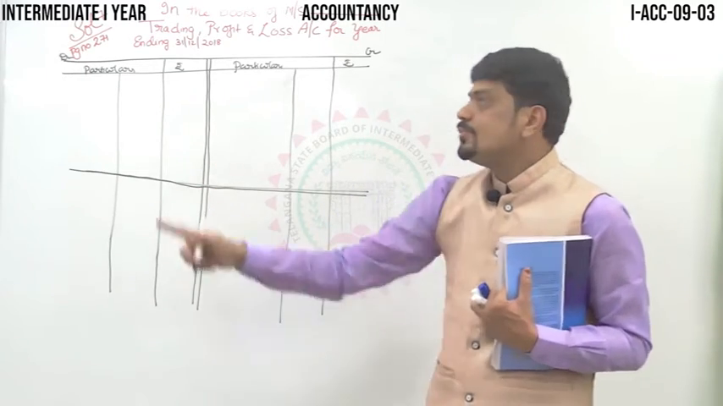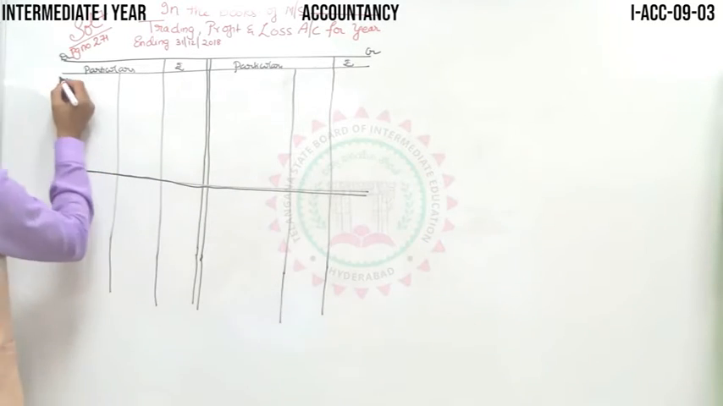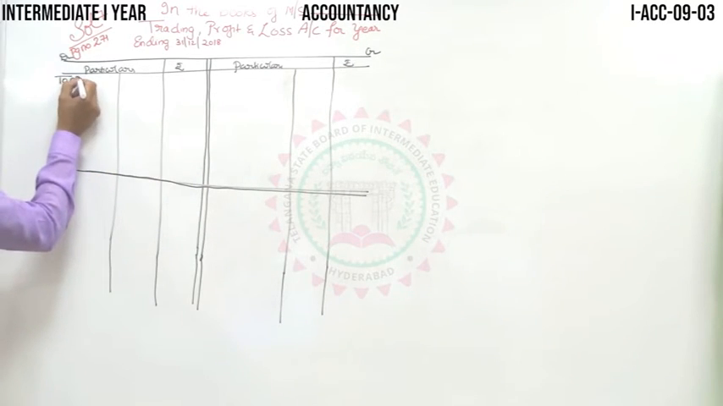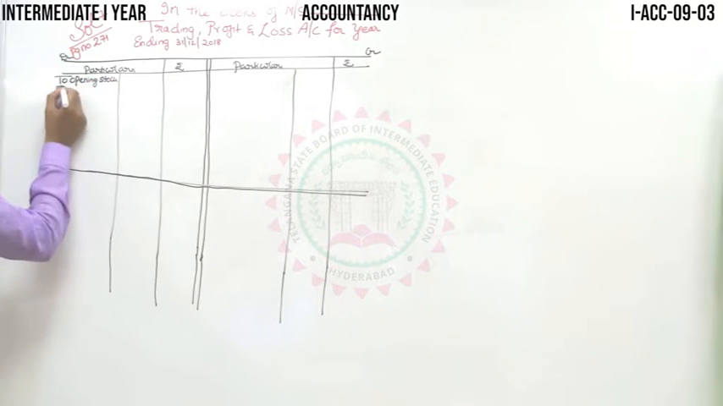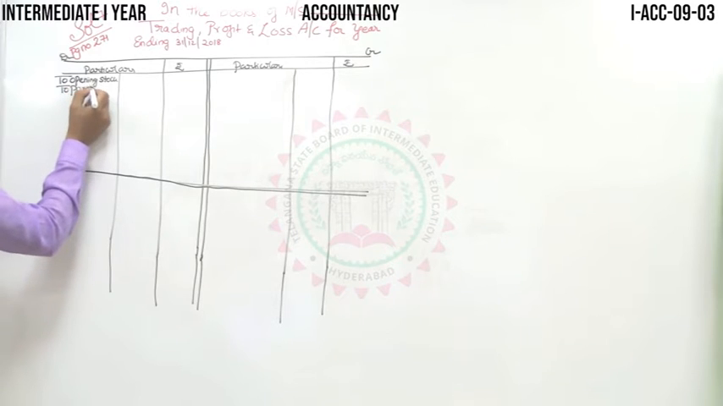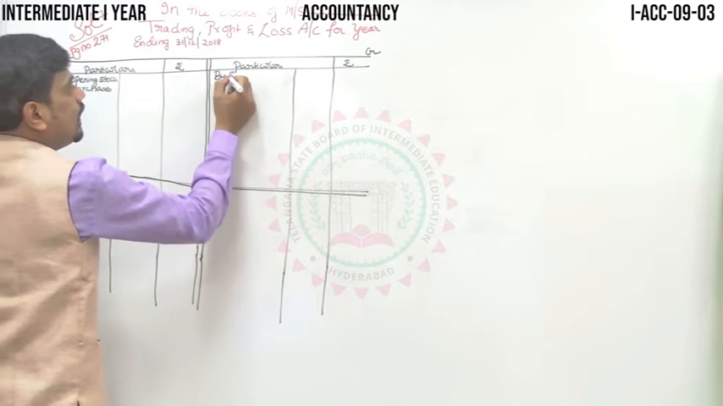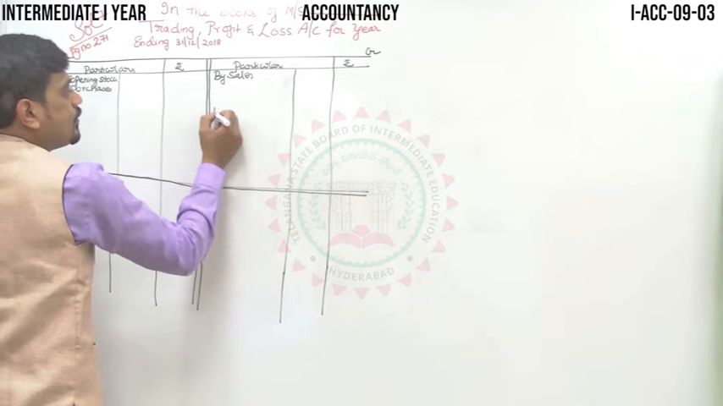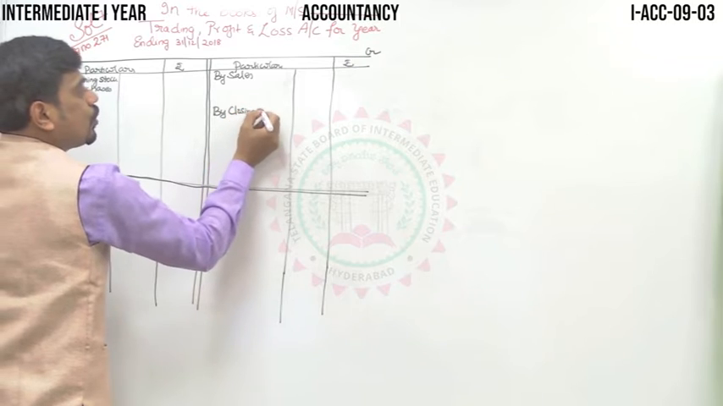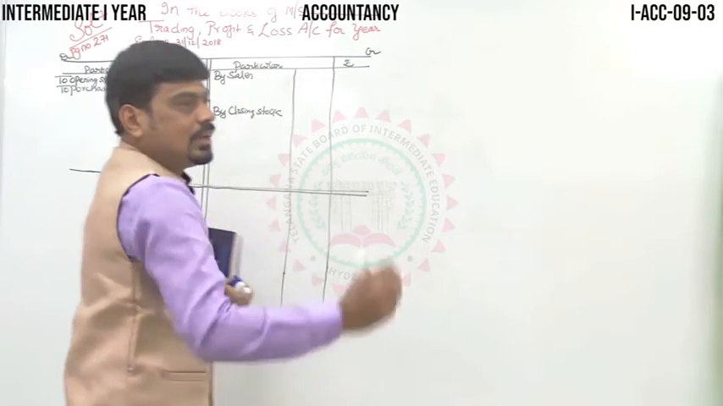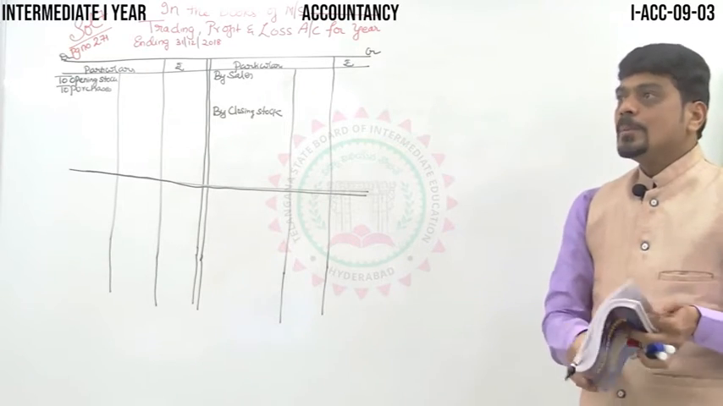Those 4 items we'll write and keep, when we post them. So we'll go to the debit side: to opening stock, to purchases. We'll come to the credit side: by sales, leaving some gap, by closing stock. The structure is ready. Now without any difficulty, you can make the postings.